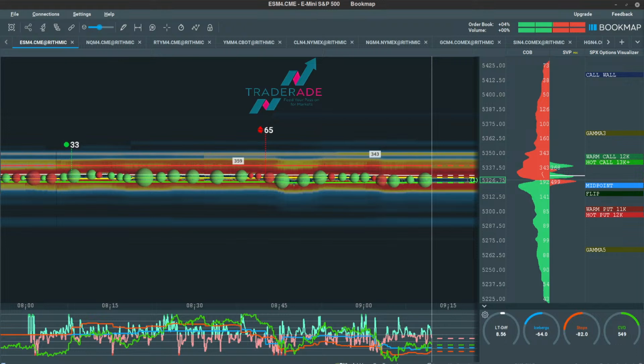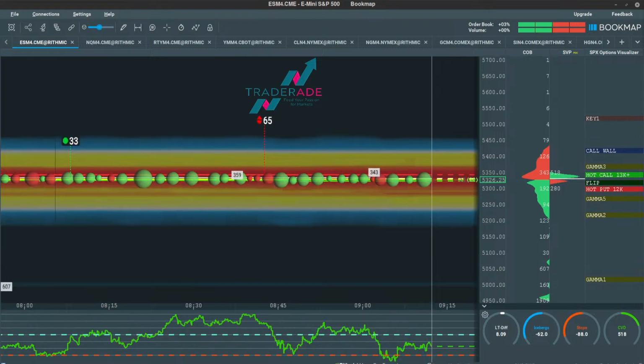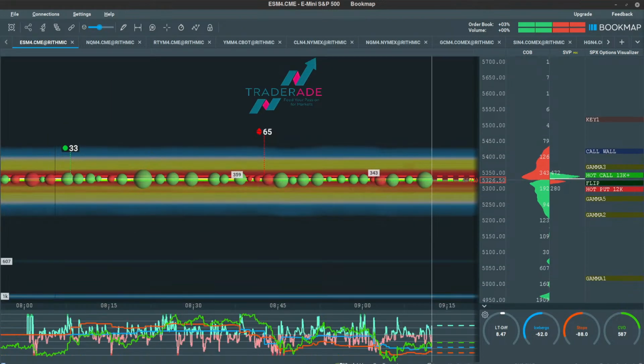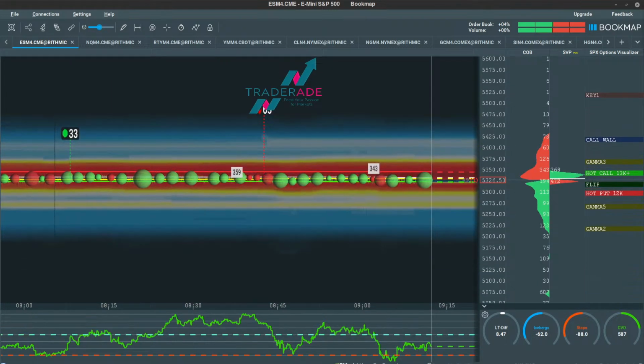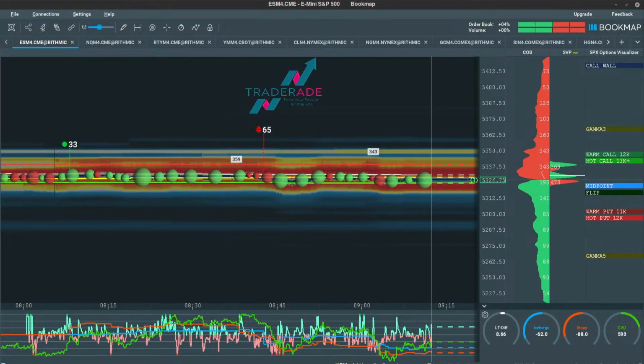That wall of calls is around ES, let's call it 5218 or so, and SPX 5400. Just like that wall of puts is closer to around 5,000 S&P. And we can see these levels as places where we may have interaction with price. We also have the gamma flip level calculated.